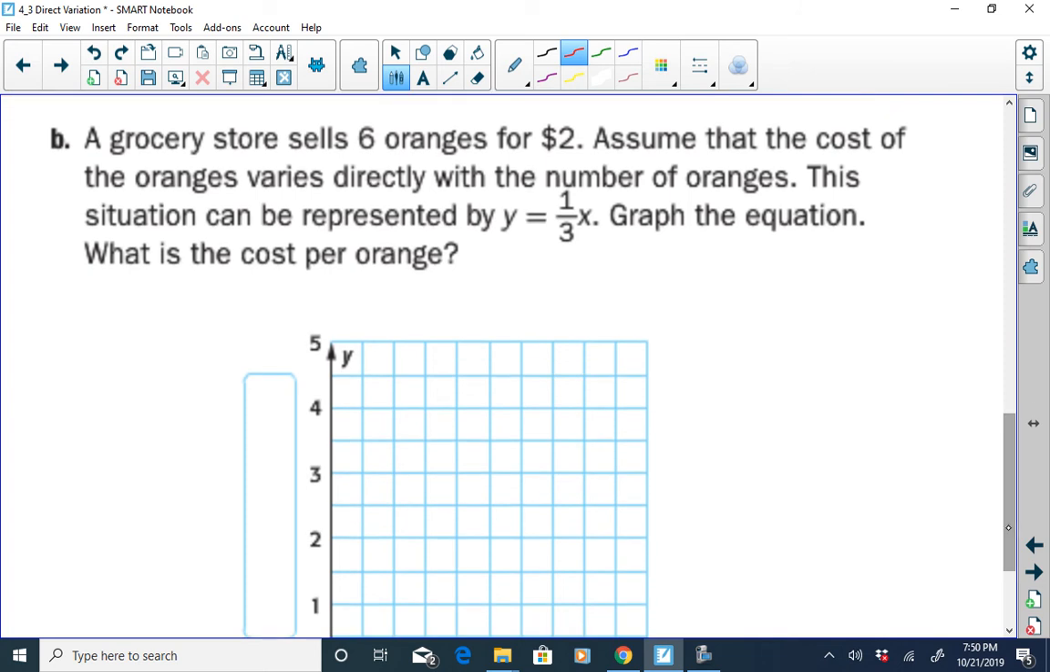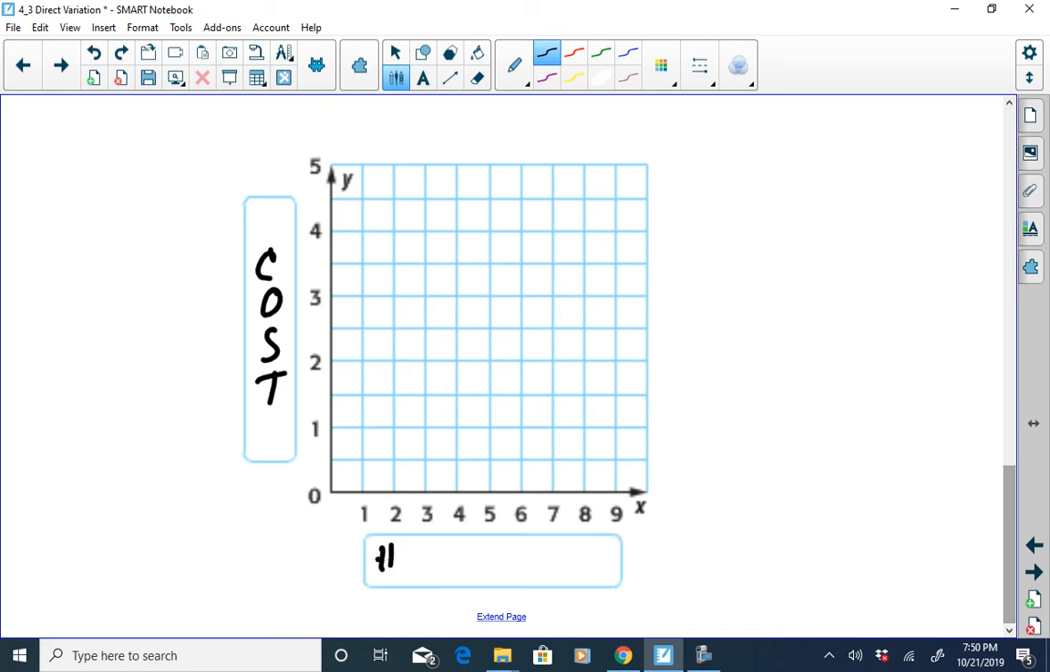All right, let's take a look at a different situation. A grocery store sells 6 oranges for $2. Assume that the cost of the oranges varies directly with the number of oranges. This situation can be represented by y is equal to 1/3 times x. Graph the equation. What's the cost per orange? Well, along the y-axis, that's going to be our cost, and along the x-axis, that's going to be the number of oranges.